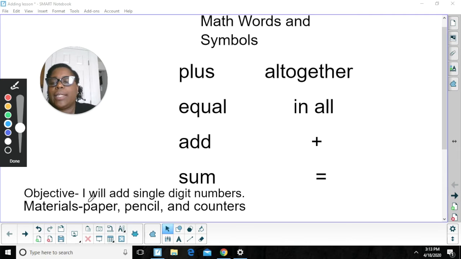So our objective today is, I will add single-digit numbers. Repeat that objective with me again. I will add single-digit numbers.